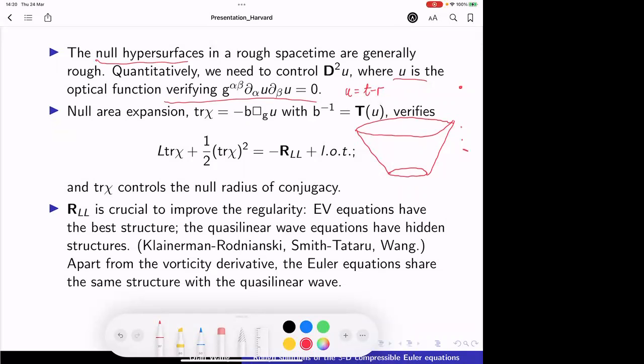Okay, so I hope I didn't get you lost. The essential thing is that the main quantity is really GR. So this is the Raychaudhuri equation, and we need to control at least the null expansion. This quantity has a geometric way of defining it. I write it as box GU, normalized by certain null optical functions, and so it satisfies a nice transport equation.